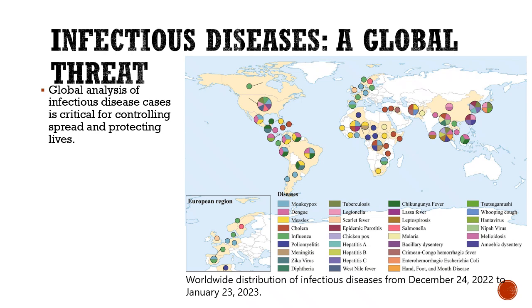As you can see in this global map, infectious diseases are not confined to one region. Outbreaks spread rapidly, and controlling them requires international data sharing and cooperation. Between December 2022 and January 2023, data showed widespread infections globally, reminding us how surveillance and timely reporting are essential. For example, WHO's COVID-19 dashboard allowed countries to track and respond more effectively to the pandemic.